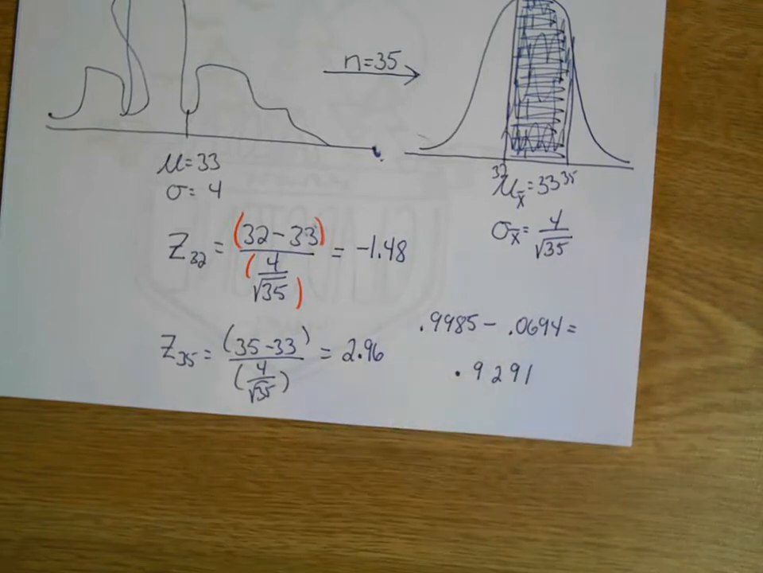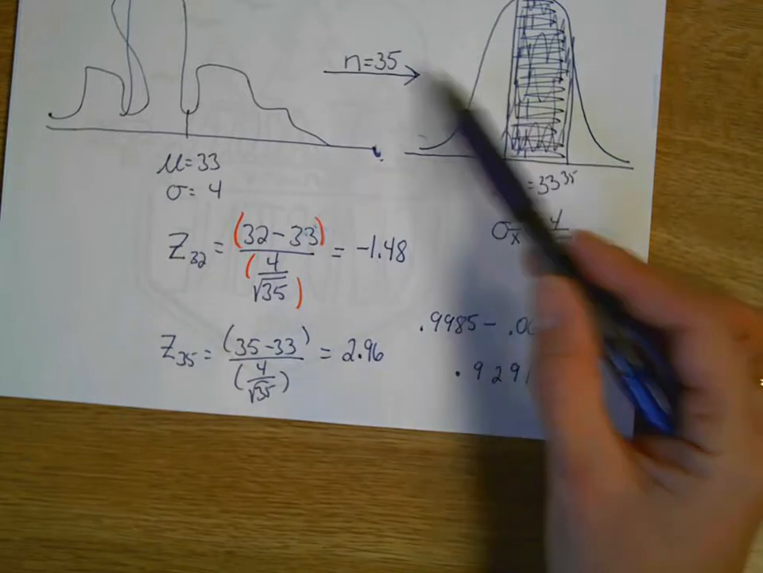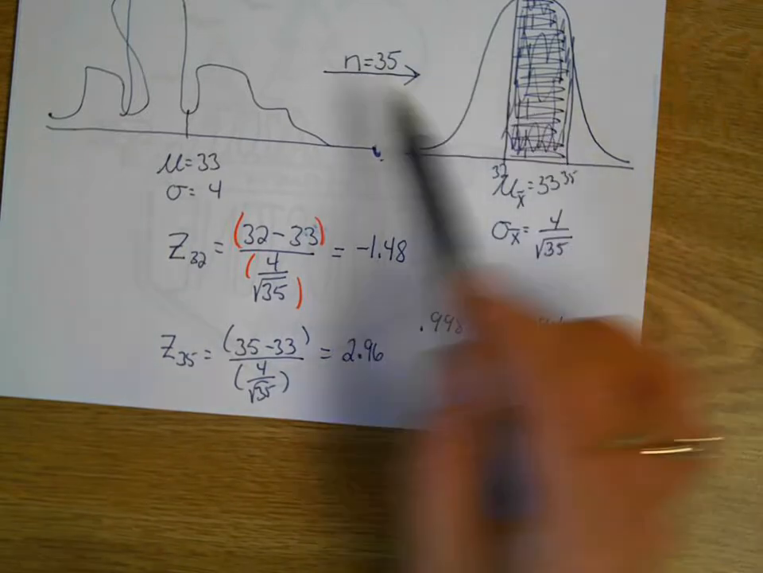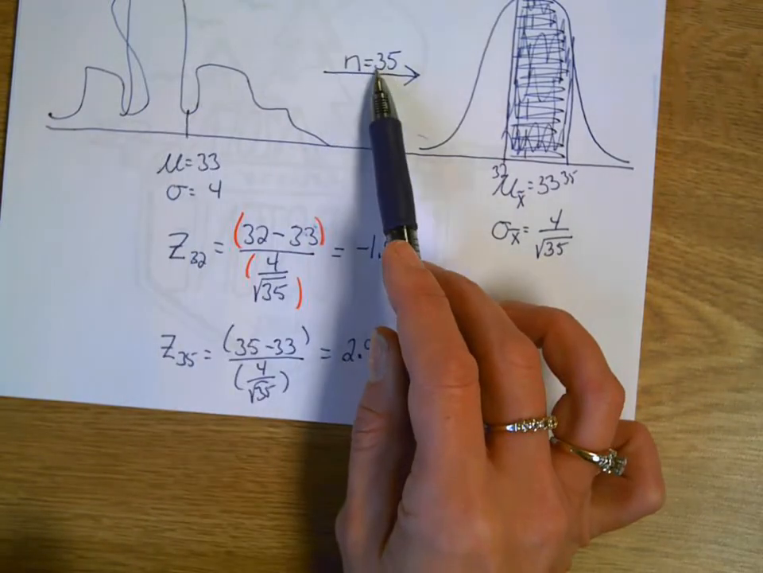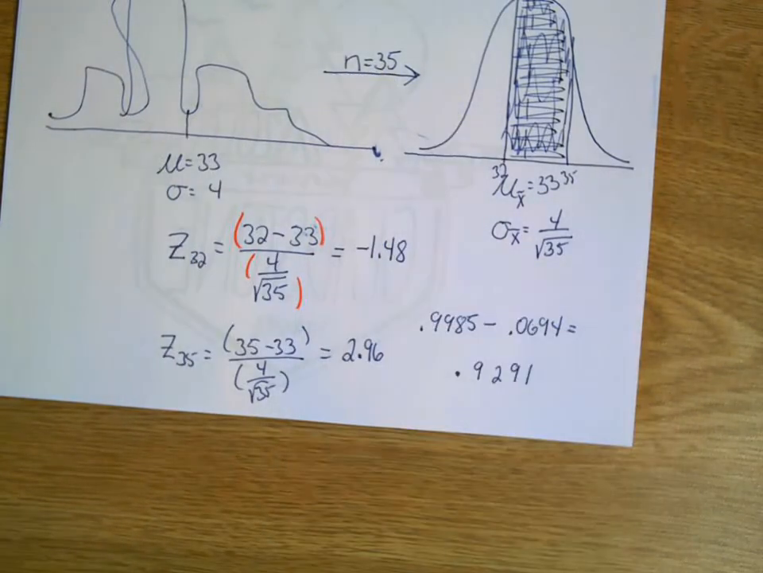Okay, so that's what we're doing today. Making sure that your new distribution's normal. So if they don't say anything about the first population, you assume it's not normal, then you've got to have 30. Otherwise, you can't do the problem.